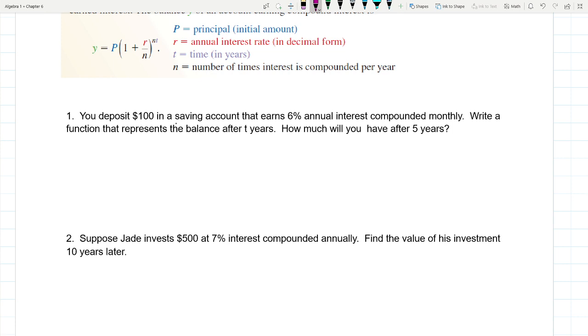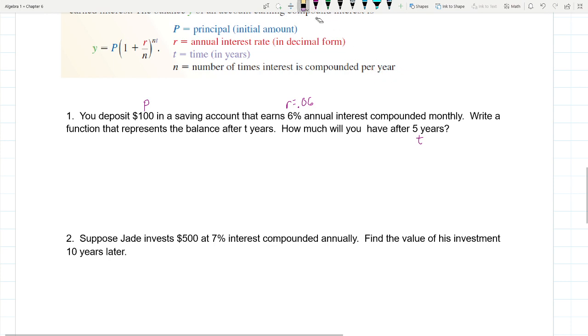So number one: you deposit $100 in a savings account that earns 6% annual interest compounded monthly. Write a function that represents the balance after t years. How much will you have after 5 years? In writing out my equation, I need to figure out my p-value, my initial principal, and 100 is my p-value. 6% is my r, and really it's 0.06 that I'll be using. The next one I can find easily is the number of years, which is t. And the thing I don't have is my n.